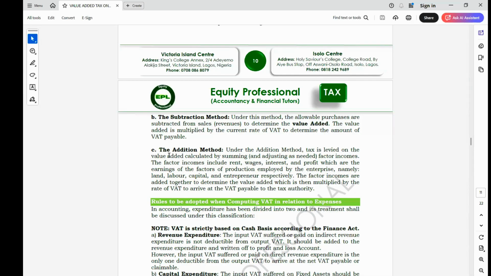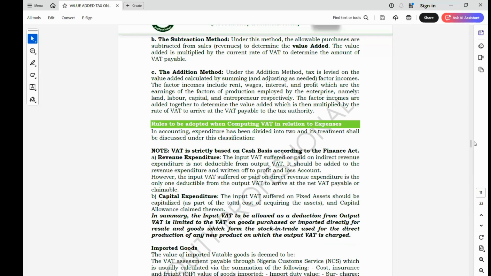Now, if you want to compute your value added tax in relation to expenses, the rule to be adopted when computing value added tax in line with expenditure. Basically, expenditure is grouped into 2 major forms. We have what is called the revenue expenditure and the capital expenditure. So the first one is capital. I want to look at the capital expenditure.